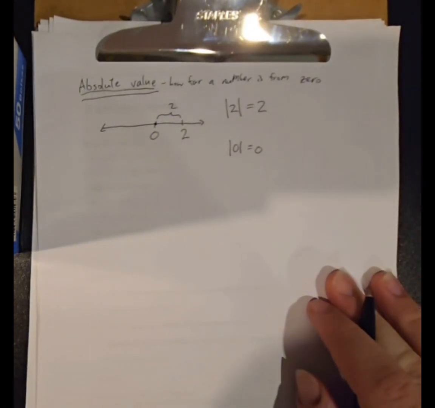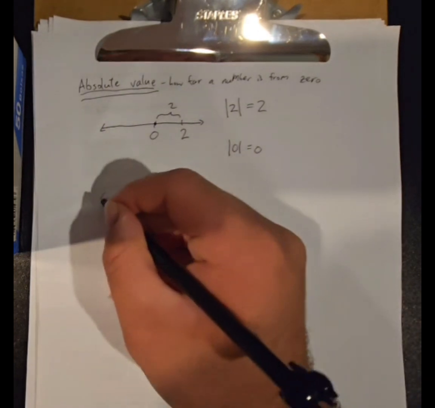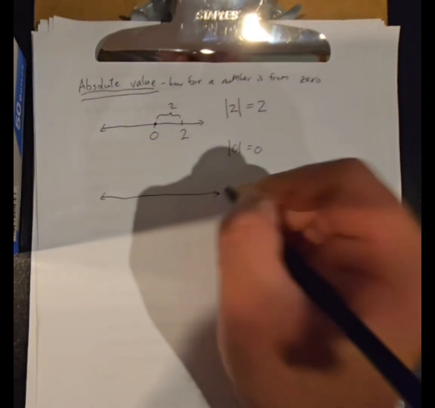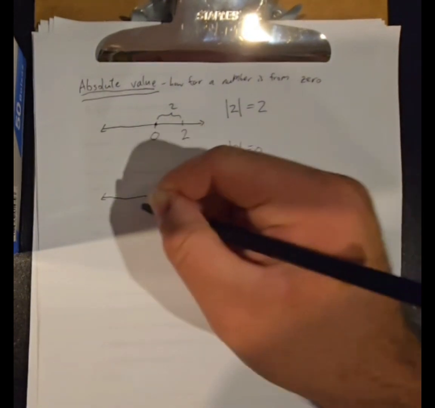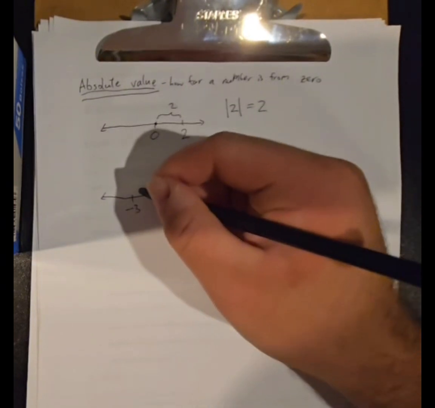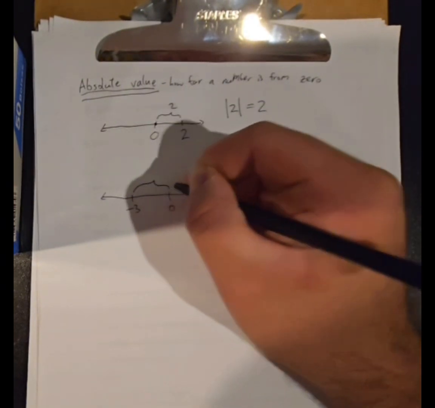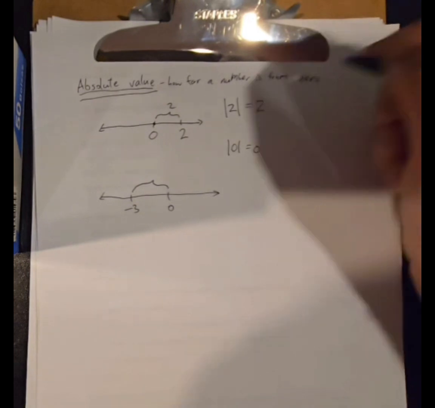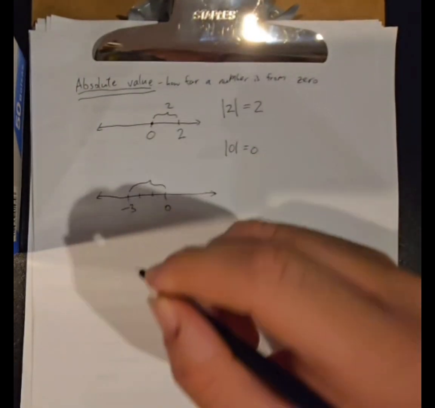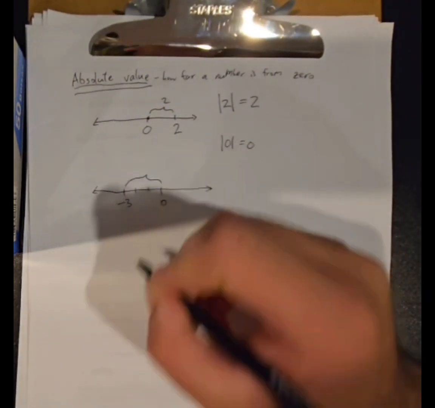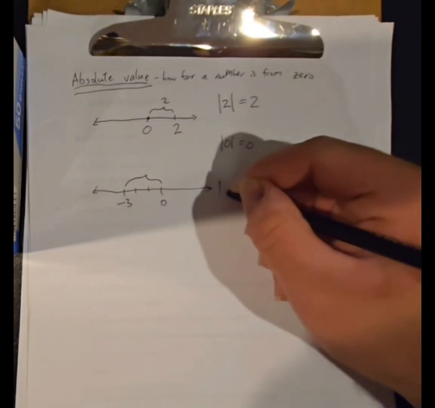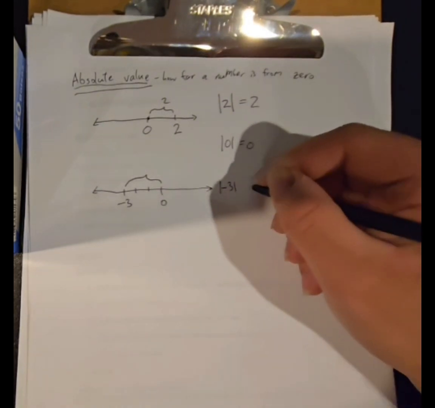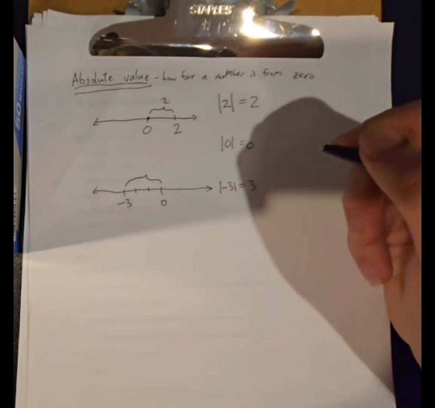So what's the absolute value of a negative number? Well, let's look at it this way. So we have 0 here, and we have negative 3. How much of a distance is between negative 3 and 0? How many units? Say we subdivide it here. Well, there's 1, 2, 3 units of distance. So the absolute value of negative 3 is just 3.